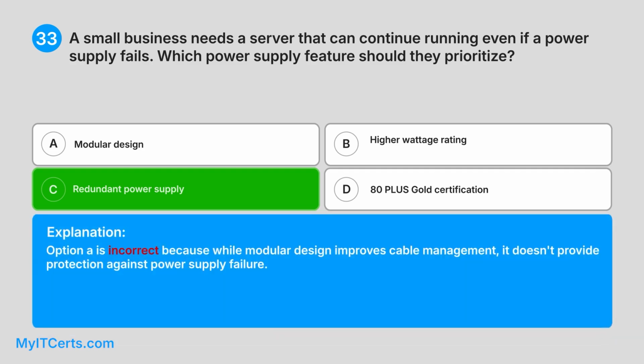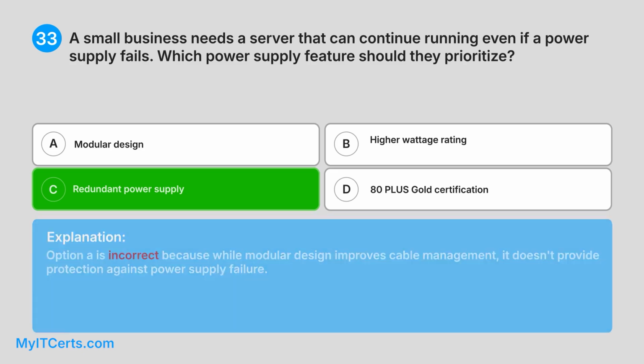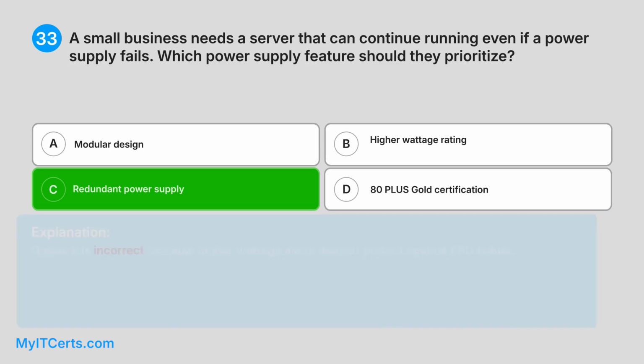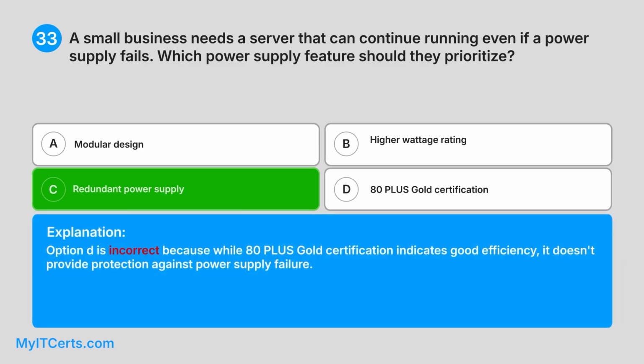Option A, modular design, is incorrect because while modular design improves cable management, it doesn't provide protection against power supply failure. Option B, higher wattage rating, is incorrect because higher wattage alone doesn't protect against PSU failure. Option D, 80 Plus Gold certification, is incorrect because while 80 Plus Gold certification indicates good efficiency, it doesn't provide protection against power supply failure.